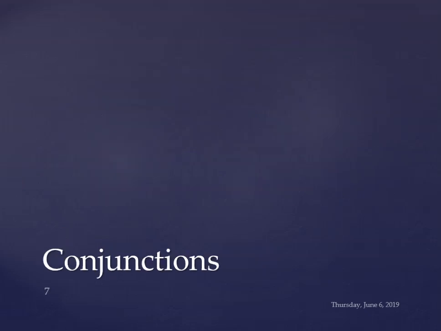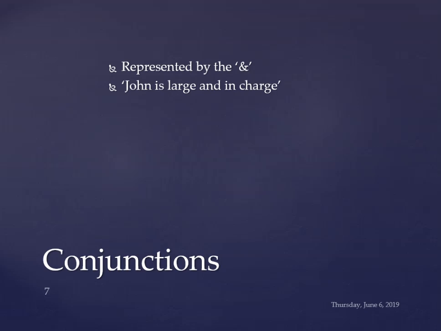All right, let's talk about conjunctions and how we represent them and how we translate them into TFL. They are represented by the ampersand. The most obvious type of conjunction are the and statements. So, think of John as large and in charge, right? When you translate that, you actually use John's name twice, because in English, even though it's only mentioned once, it's being used twice because we are attributing largeness to John and we are attributing in chargeness to John. That's how I translate things with the predicates. There's the large predicate and there's the in charge predicate.